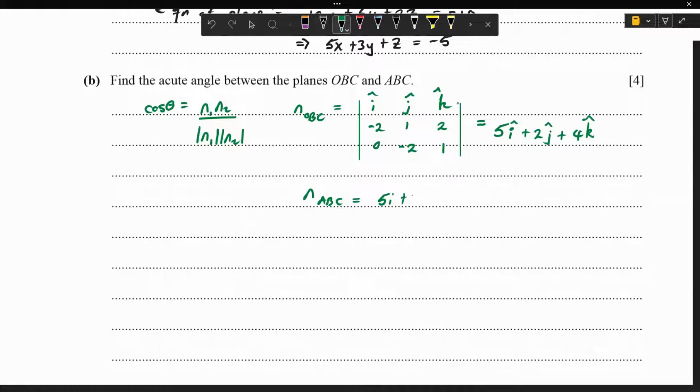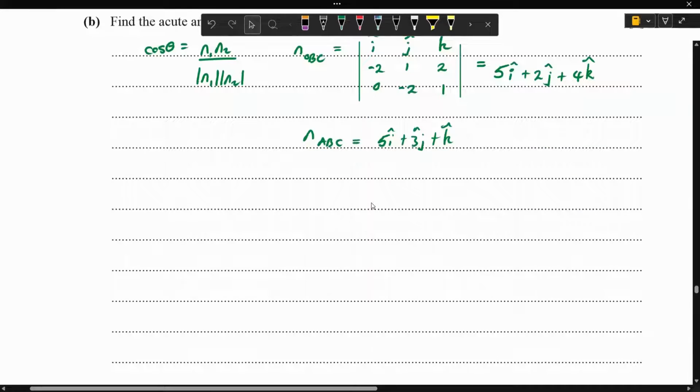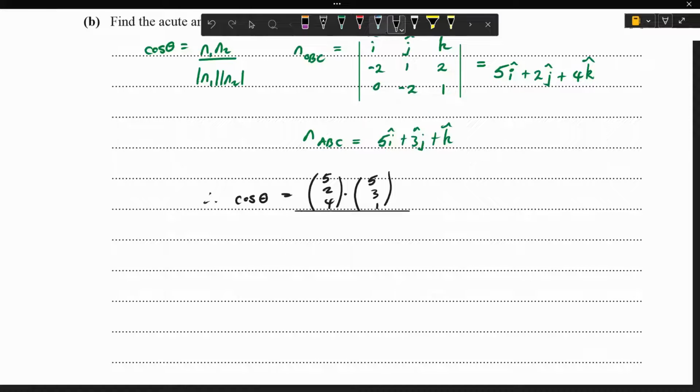5i plus 3j plus k, all right? So these are the two normals. So we'll do the dot product. Therefore, cosine of theta will be equal to the dot product of (5, 2, 4) and (5, 3, 1), all right, over the square root of 5 squared plus 2 squared plus 4 squared times the square root of 5 squared plus 3 squared plus 1 squared.